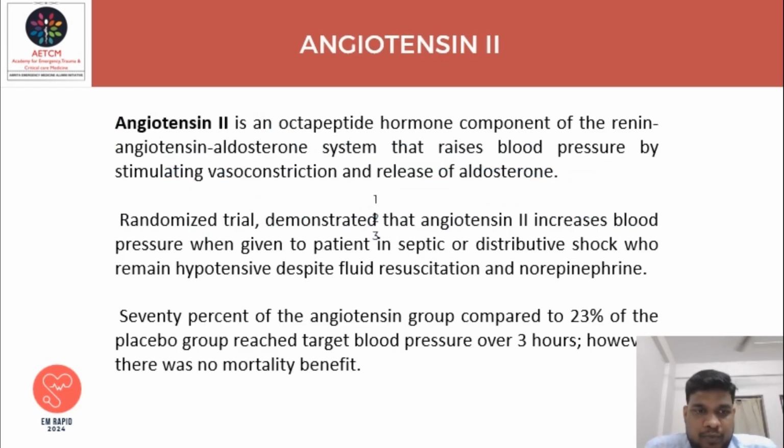Next one is angiotensin 2. Angiotensin 2 is an octapeptide hormone component of the renin-angiotensin-aldosterone system that raises blood pressure by stimulating vasoconstriction and release of aldosterone. A randomized trial demonstrated that angiotensin 2 increases blood pressure when given to patients in septic or distributive shock who remain hypotensive despite fluid resuscitation and norepinephrine. 70% of the angiotensin group compared to 23% of the placebo group reached target blood pressure over 3 hours. However, there was no mortality benefit.